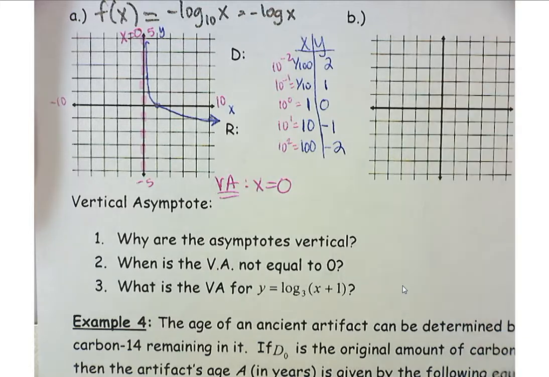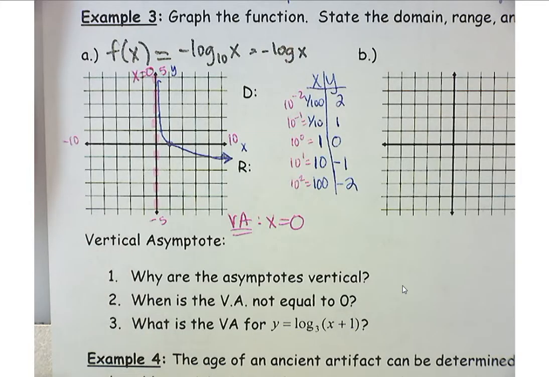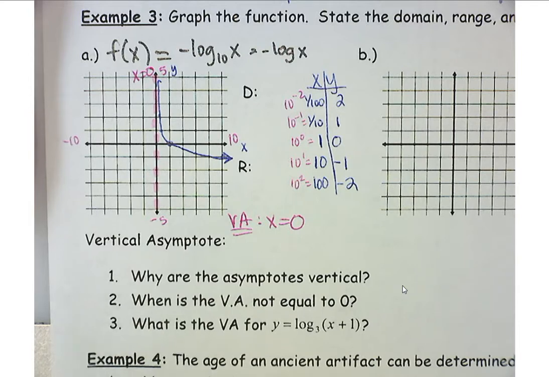Will there ever be a function that has a slant asymptote? For your log, no. You'll just have your vertical asymptote.